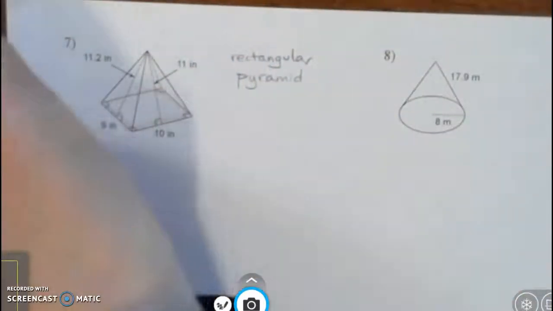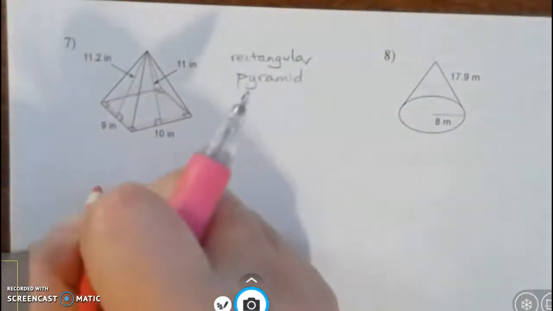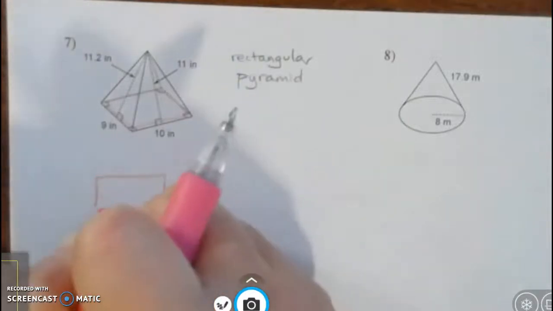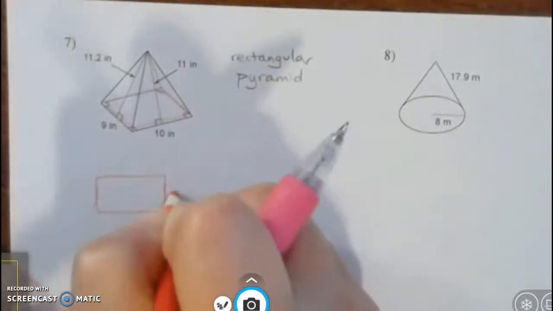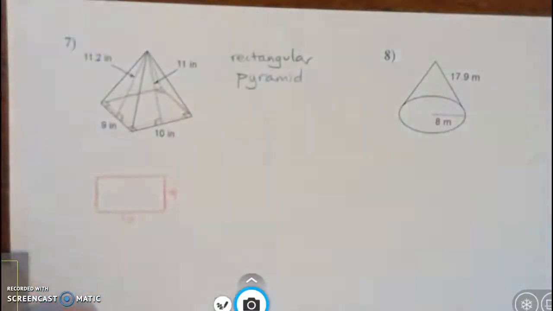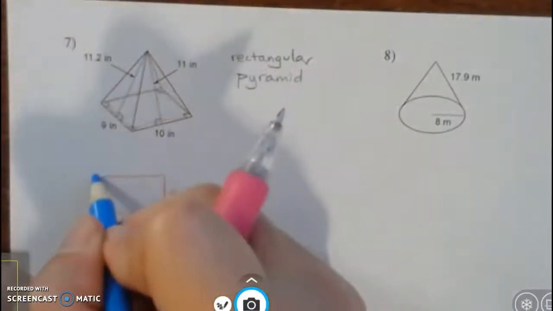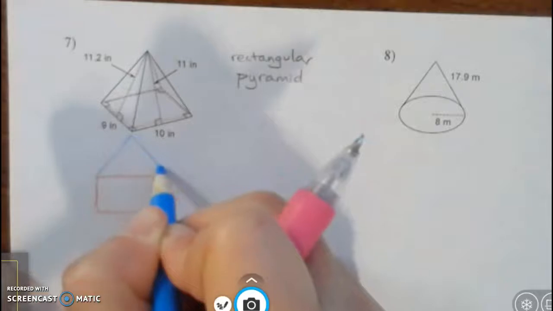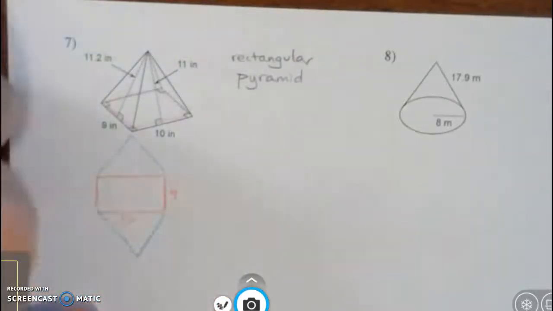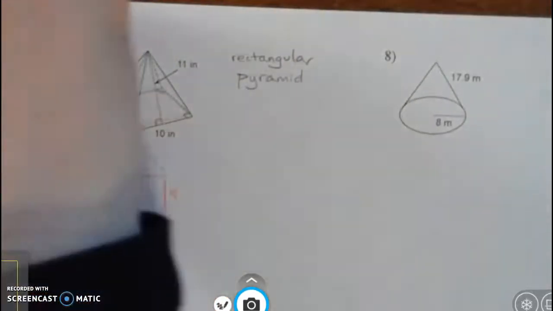Okay, and then what is the net going to look like? We have the base, which is a rectangle, 9 by 10. And each of the sides has a triangle. And the shorter side is going to be a little bit longer.